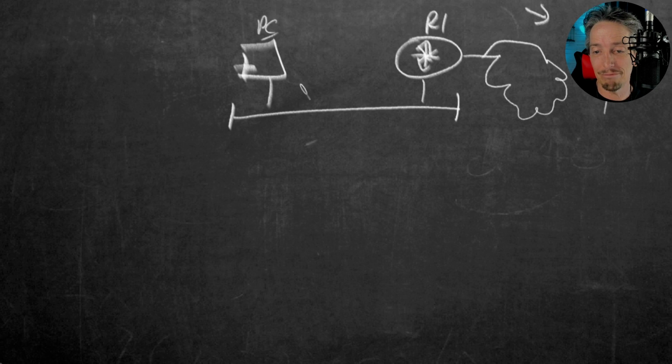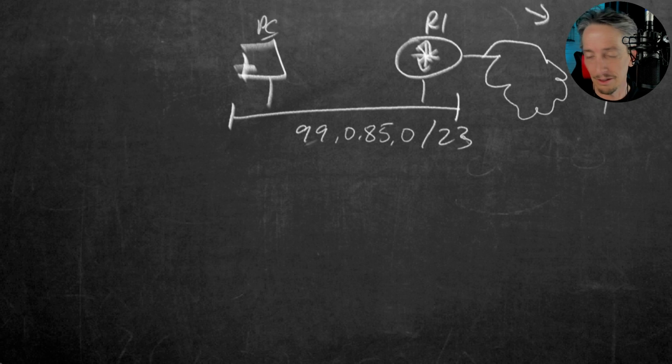So this may be the 99.0.85 network with a /23. Yeah, let's do that. And let's imagine that this PC right here has been given the IP address of 99.0.85. Oh, I just told you what the network was. Let's pretend that didn't happen, because I want to walk through a process for how we can reverse engineer that, and we'll do it together. So I'll leave it up because I already wrote it.